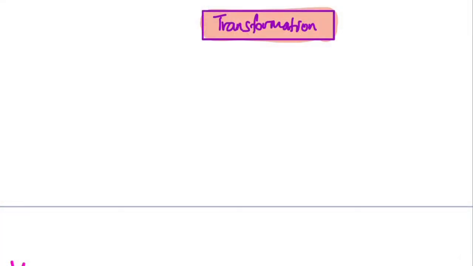The transformation of the basic graph log. So the basic graph is y equals log a x. Now let's do the transformation to this function here. So first of all, let's focus on horizontal shift.